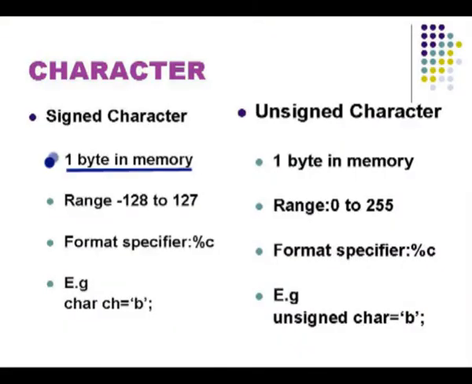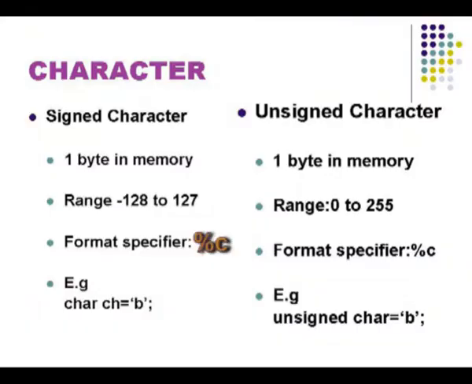We move over to characters, where we have again signed characters and unsigned characters. If we see the same characteristics, a character occupies 1 byte in memory and its range is from -128 to +127. Because it is a signed character, it has to represent both the negative as well as the positive values. The format specifier for a character is %c, and this is the way you declare a character in C.